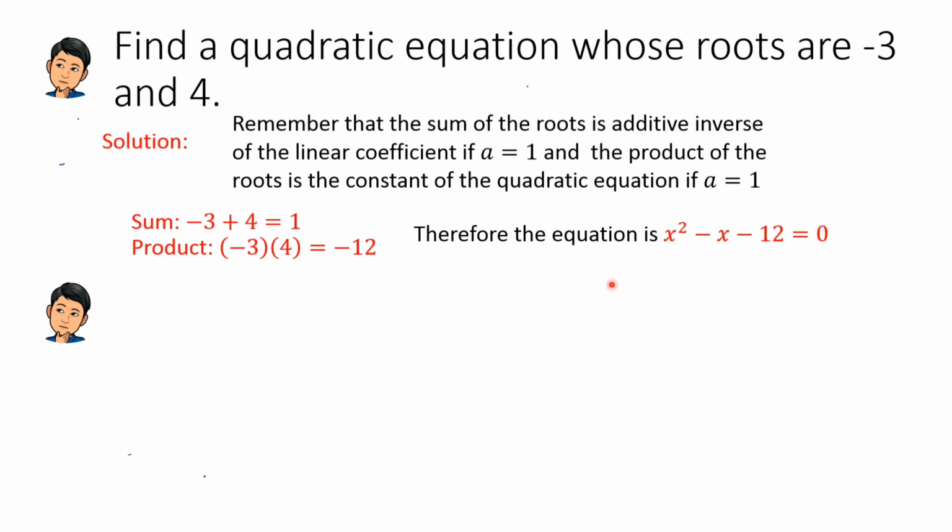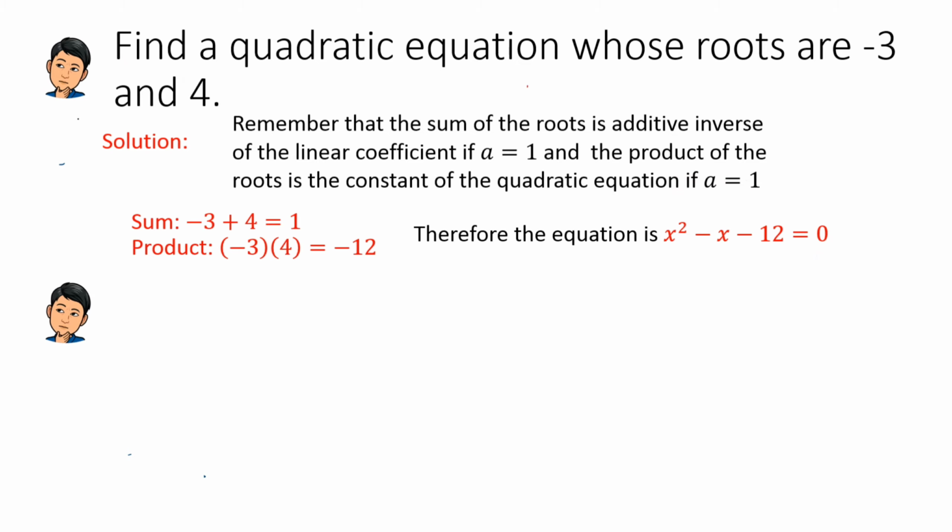So bakit ganun ang sagot natin? Kasi we always write our x squared. Yan, 1 ang coefficient ng x squared. Then yung sum natin, ilalagay natin as the coefficient of x. Then si product naman ilalagay natin as the constant. Then equate that to 0. So that is now the final answer of this question.